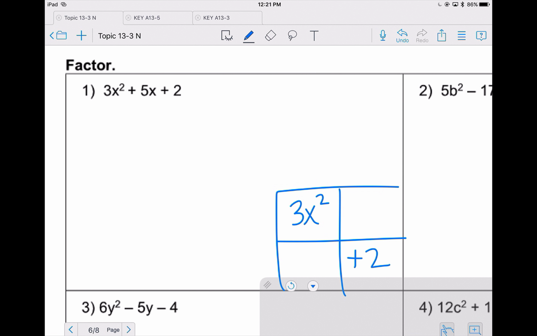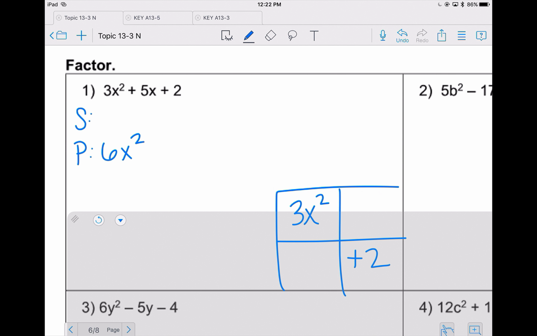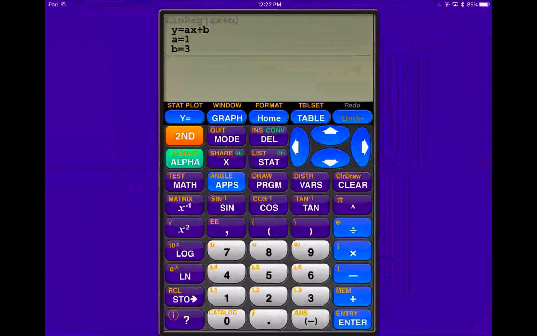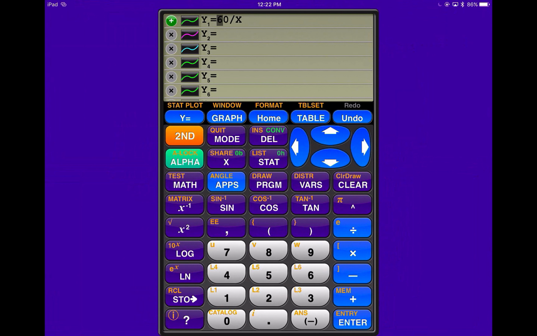My first numbers and my last numbers are the two pieces that automatically go into my box. Remember that you multiply these for your product. So 3x squared times 2 is 6x squared. Your sum is always your x value that's listed nowhere in your box, but is listed in the problem. So we are looking for two numbers that we can fill into the missing holes that multiply to 6 and add to 5. I use my calculator and take the product number, 6, and divide it by x.